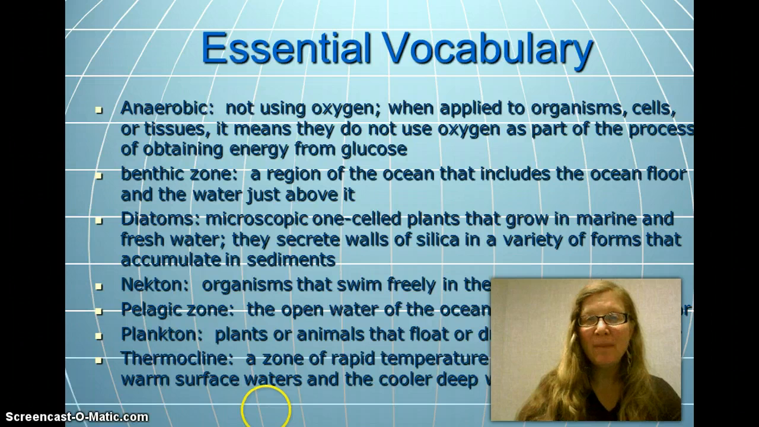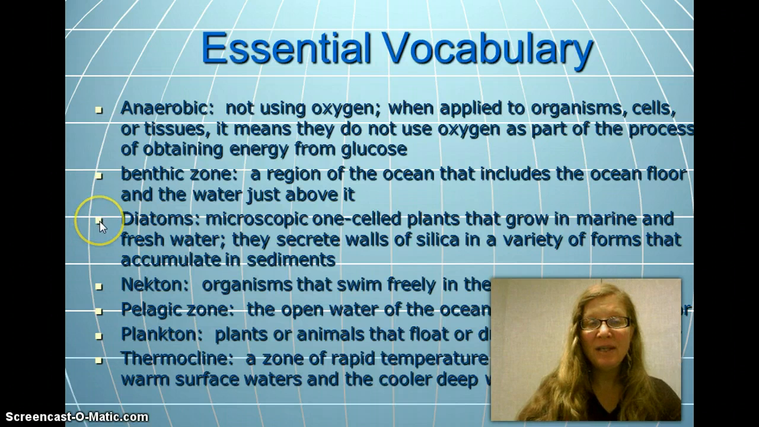Now, your essential vocabulary you're going to want to be adding to your Unit 2 essential vocabulary includes anaerobic, meaning not using oxygen. It applies to organisms, cells, or tissues, meaning that they do not use oxygen as part of the process of obtaining energy from glucose, as opposed to aerobic respiration. And also, you're going to be identifying the zones of the ocean, the benthic zone. You're going to be looking at the pelagic zone, and also diatoms.